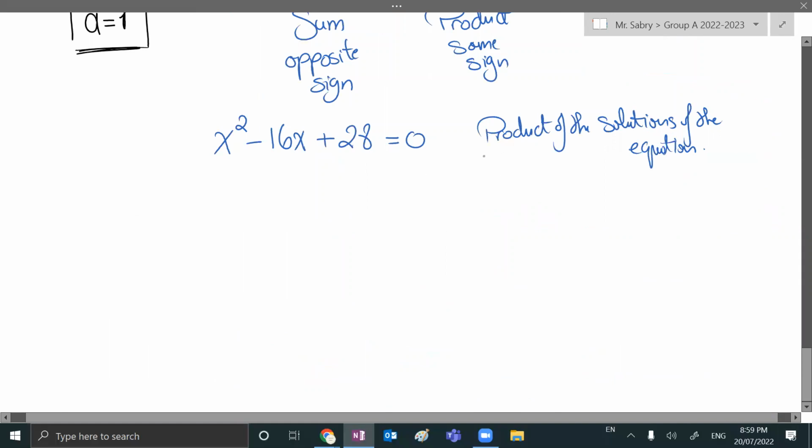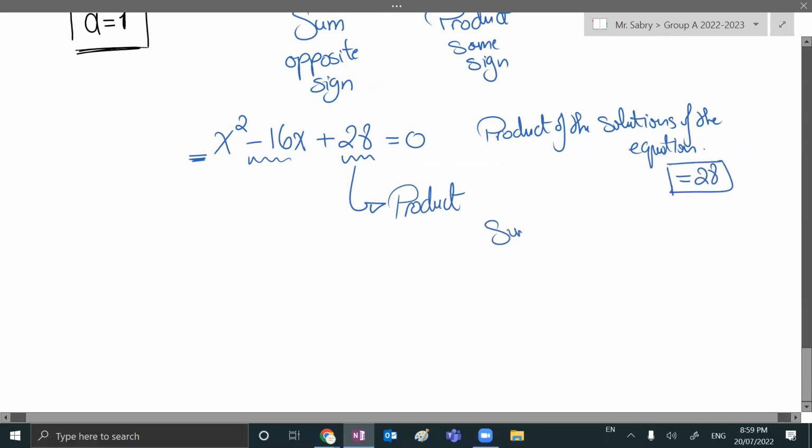So as long as the a is equal to 1, I can use these two numbers, the negative 16 and the 28, to represent the product and the sum of the solutions. The 28, the number that's not multiplied by the x, is the product of the solutions right there. This is the answer. Done.